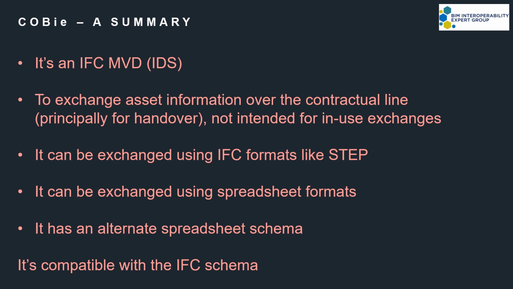So in summary, COBie is a mini IFC schema or MVD for the purpose of asset data over the contractual client line, mainly for handover, but throughout delivery if required. It's also not intended for in-use exchanges. It can be exchanged using IFC formats like STEP. However, it can also be exchanged via spreadsheet formats, and to do this it has its own schema which is fully compatible with IFC. COBie is a bit like a simplified entry into the world of schema.